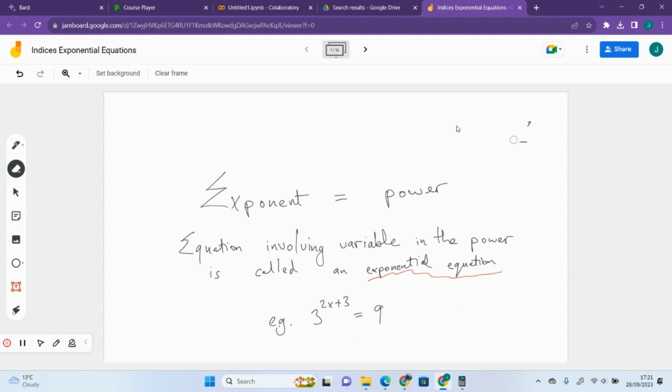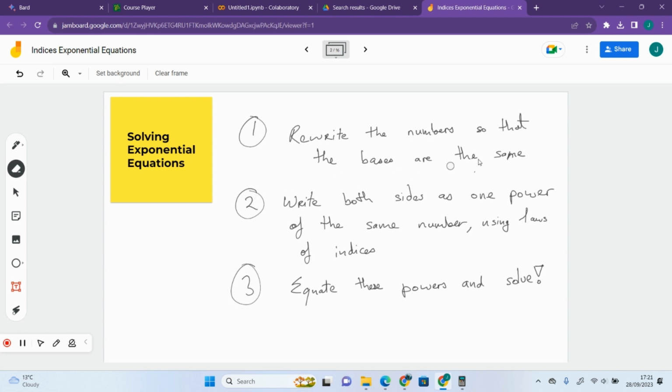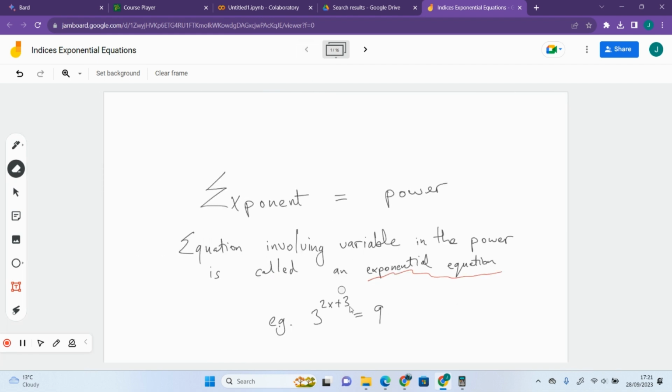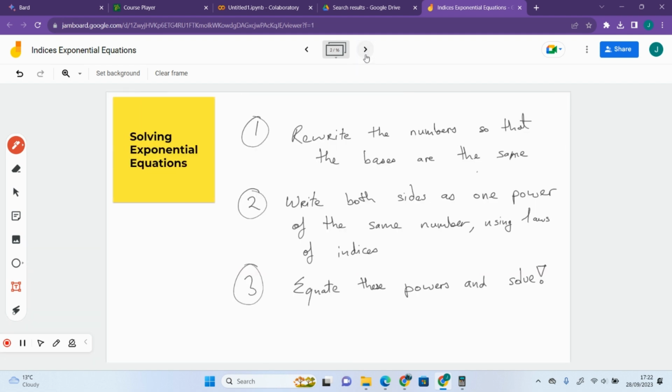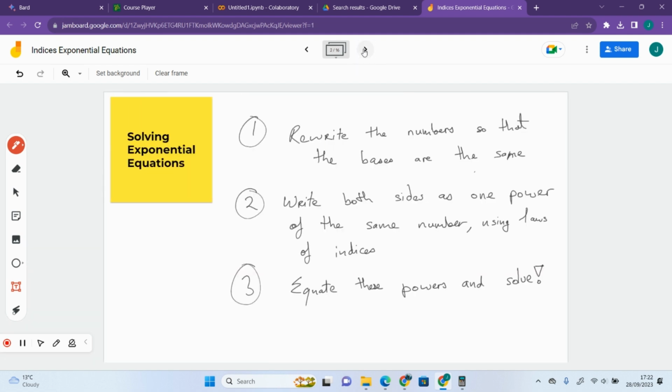So now what do we need to do with them? Well, we need to simplify them and solve. The rules are as follows, and I went through these in class. The first thing you try to do is rewrite the numbers. In this example, I mean the 3 and the 9. I'm talking about the bases, the base numbers on which powers are applied. We need to bring them to the same base if we can.